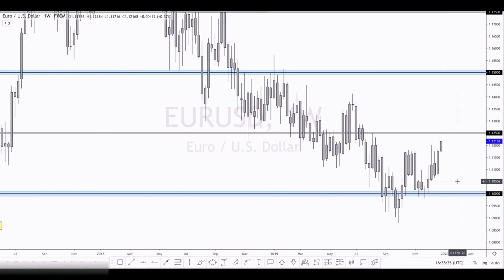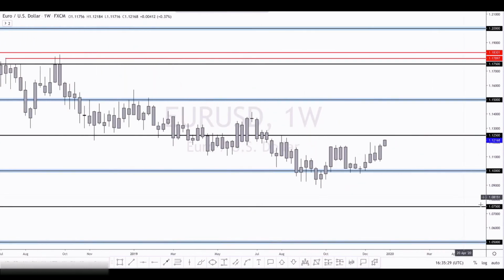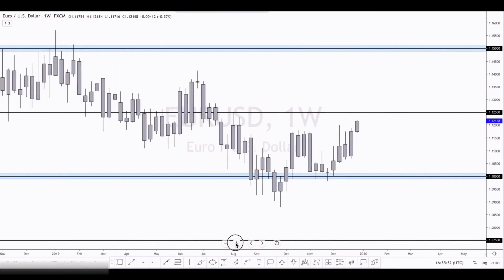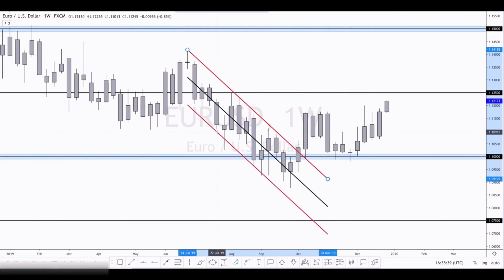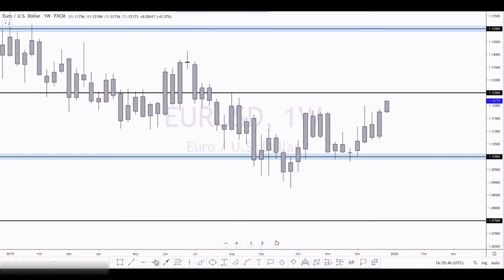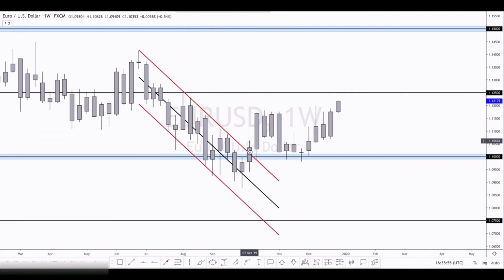So the only thing for me now, when we're talking continuations, I just want you to understand continuations and reversals. So here we've got a strong downtrend in play. A very, very strong weekly downtrend in play. Lower highs, lower lows. But price ideally shouldn't break out. So we shouldn't see price break back out of this bearish trend. We could see a fake out, but we shouldn't see a higher low made.